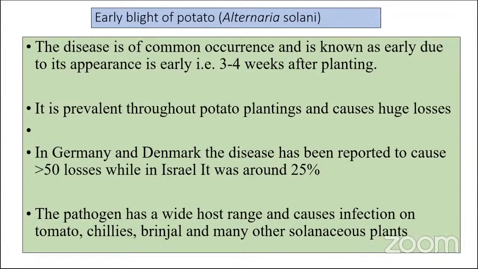Now we will see the early blight of potato. Early blight is another important disease of potato, caused by Alternaria solani. The disease is common and is known as early blight because its appearance occurs 3 to 4 weeks after planting. It is prevalent throughout potato planting and causes huge losses. In Germany and Denmark it has been reported to cause more than 50% losses, while in Israel it was around 25%. The pathogen has a wide host range and infects other crops like tomato, chilies, brinjal, and many other solanaceous crops.